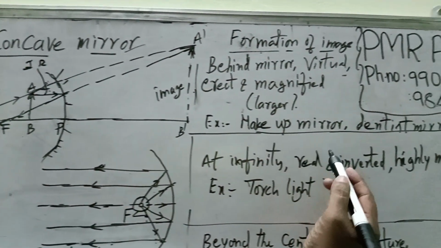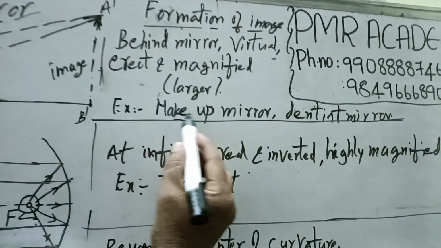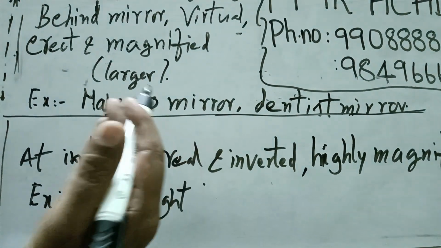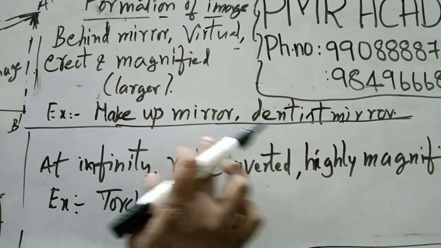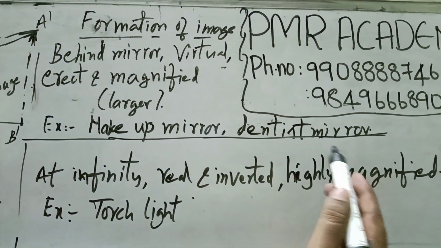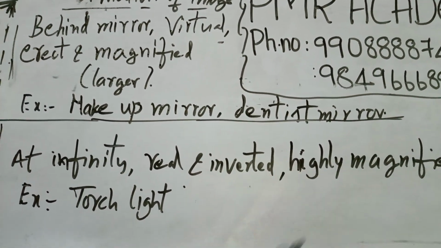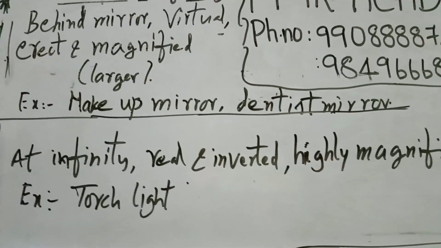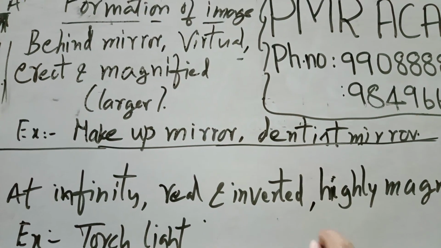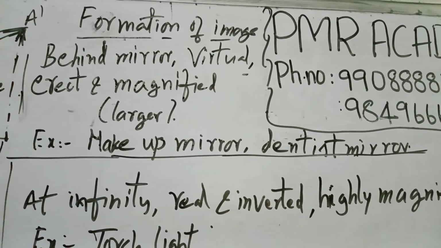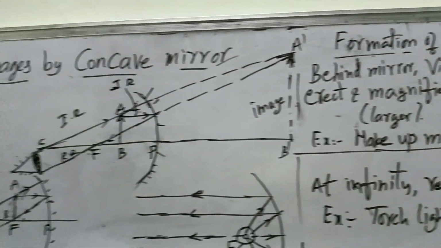Examples are the makeup mirror and the dentist mirror. In the beauty parlors, the women use this makeup mirror to get the enlarged size of different things. And here it is the dentist mirror. The dentist doctor, in order to see what is the problem in the tooth, will use this dentist mirror and he will get a magnified image of our problem in the tooth. Then accordingly he can diagnose what happened to the teeth.